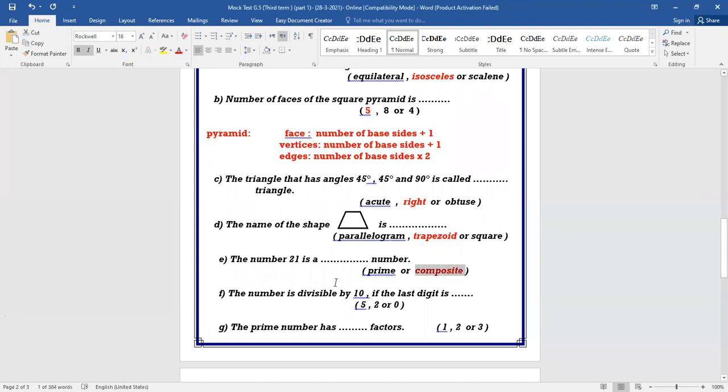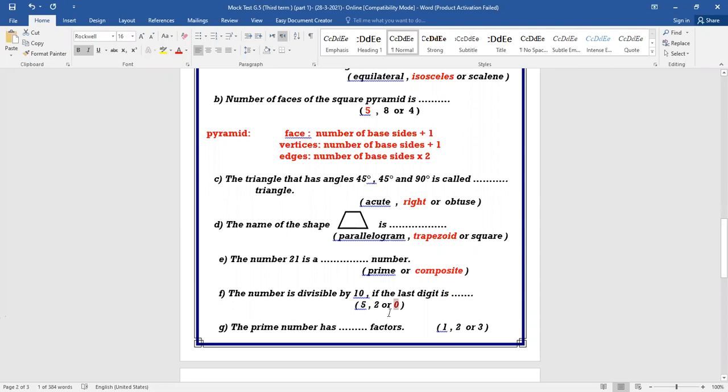Okay. If the number is divisible by 10, the last digit is? 0. Thank you.